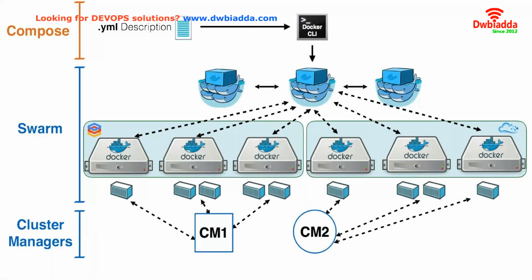Now here is the basic infrastructure of Docker Swarm. Here we have the compose part, and here we have the swarm and cluster managers. So once we write the YAML description file, we can execute it using the Docker CLI, which is basically the Docker command line. And after executing the commands, you can manage all these clusters using Docker Swarm. So Docker Swarm is basically the management of these clusters at a certain level.